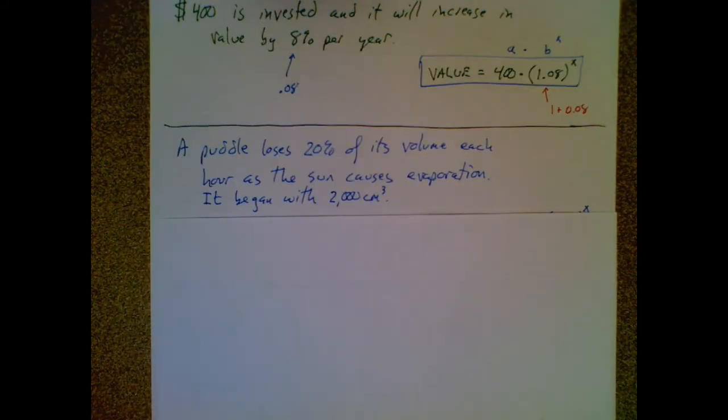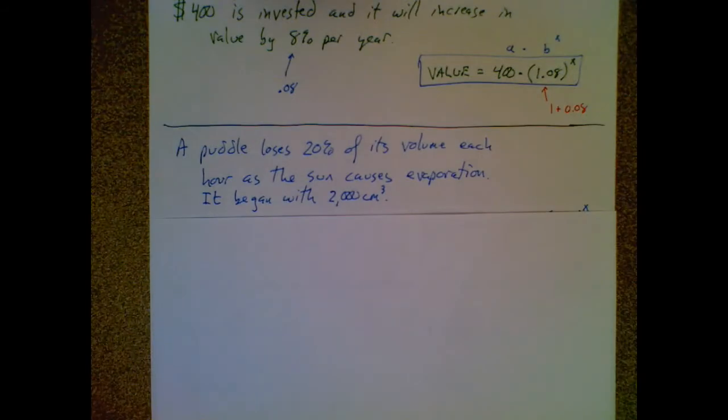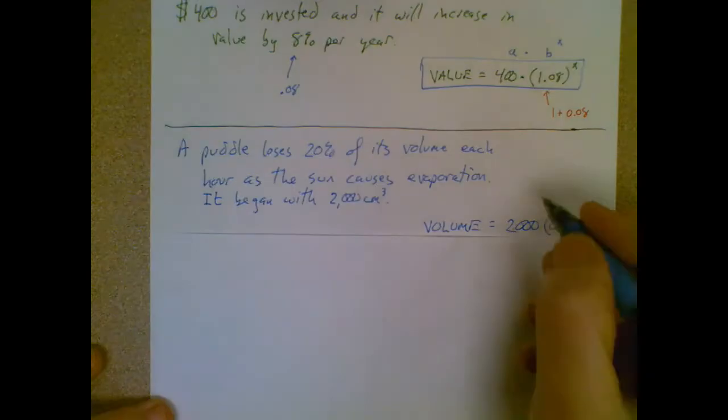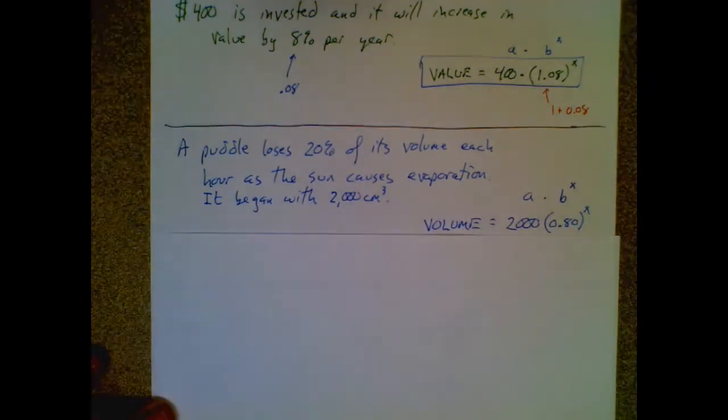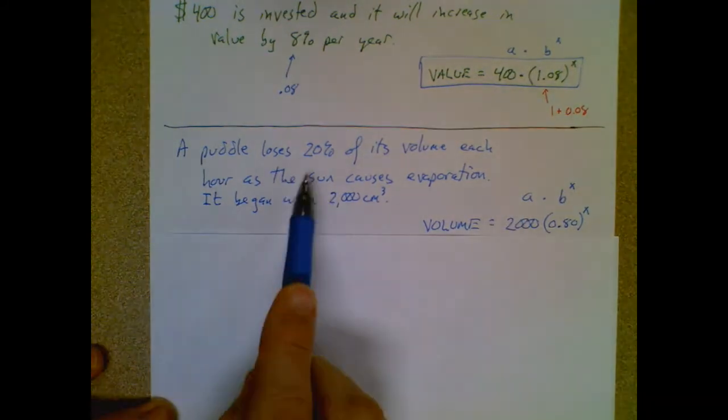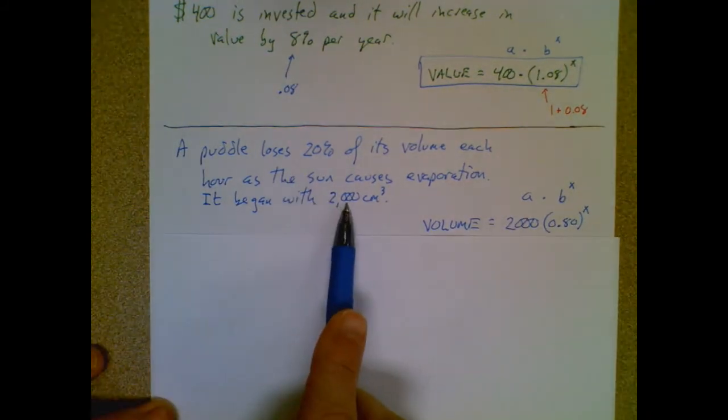Here's another example. A puddle is losing 20% of its volume each hour. The sun is causing it to evaporate, and it started with 2,000 cubic centimeters of volume. Right, so I look at this and I say, okay, I must have decay, exponential decay, because this puddle is getting smaller or decreasing. So now I think about my A and my B raised to an exponent. The A is your starting value. That's how much water was in the puddle.